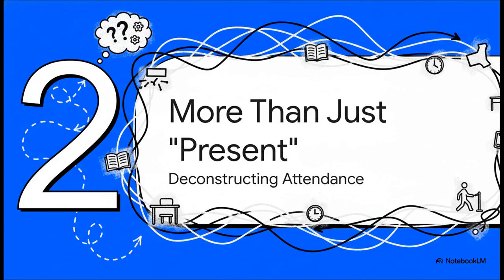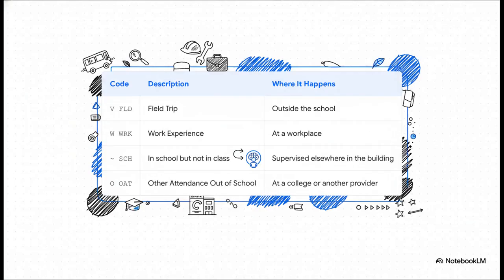So, how does this all work in the real world? Well, the first thing we have to do is kind of challenge a basic idea. We tend to think of attendance as this simple, binary thing. You're either in the classroom or you're not. But the reality? Oh, it is so much more nuanced than that. And this is where that whole black and white idea of present or absent really starts to break down. A student can be marked as present while they're out on a field trip, doing work experience, or even taking a class at a local college.